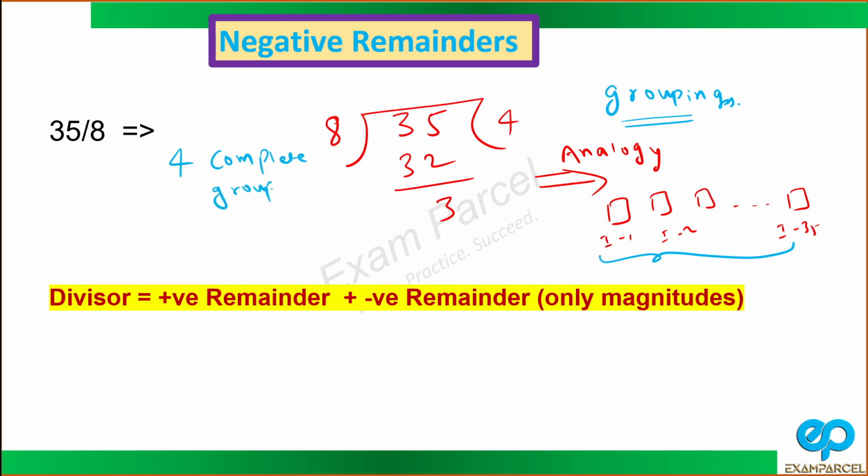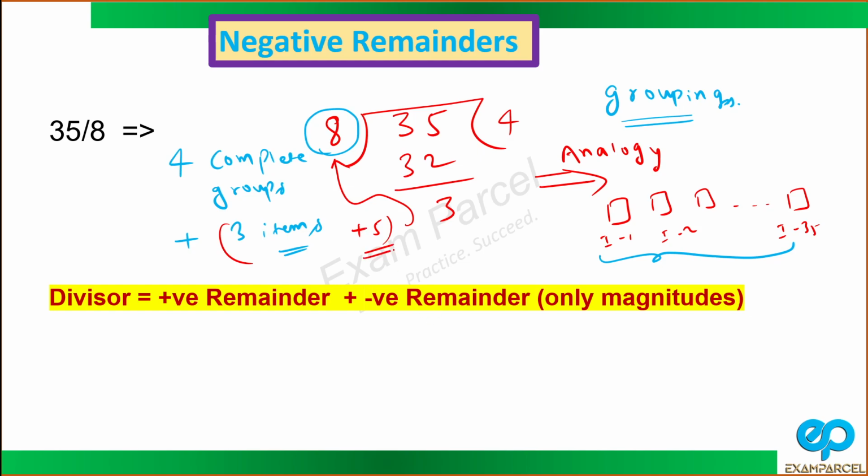And how many items will be consumed in this process? 8 into 4 is 32. But 3 items will be left over. And using these 3 items, I can't form a complete group, right? Because I need 8 items. So how many extra items do I need to form a complete group? Obviously, I need 5 more items, right? So 3 plus 5 would give me 8 items, and that will enable me to make a new complete group.